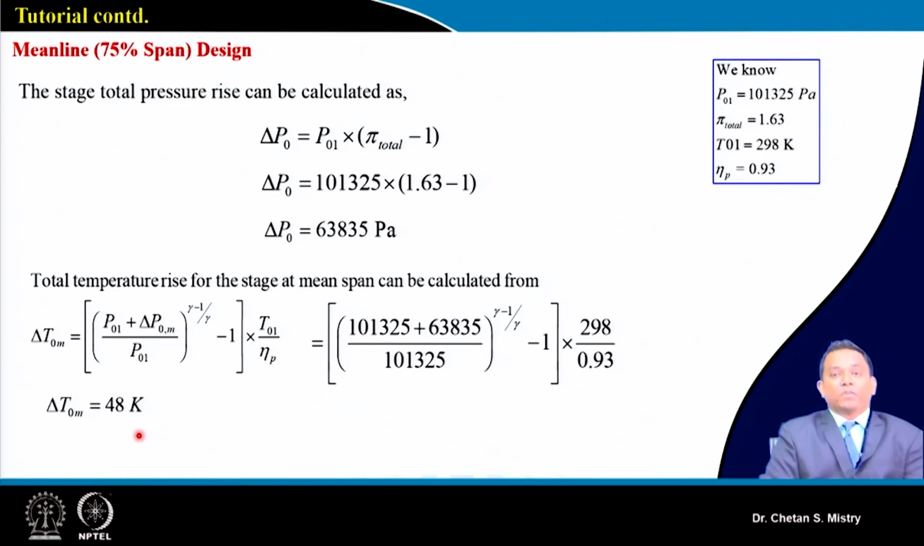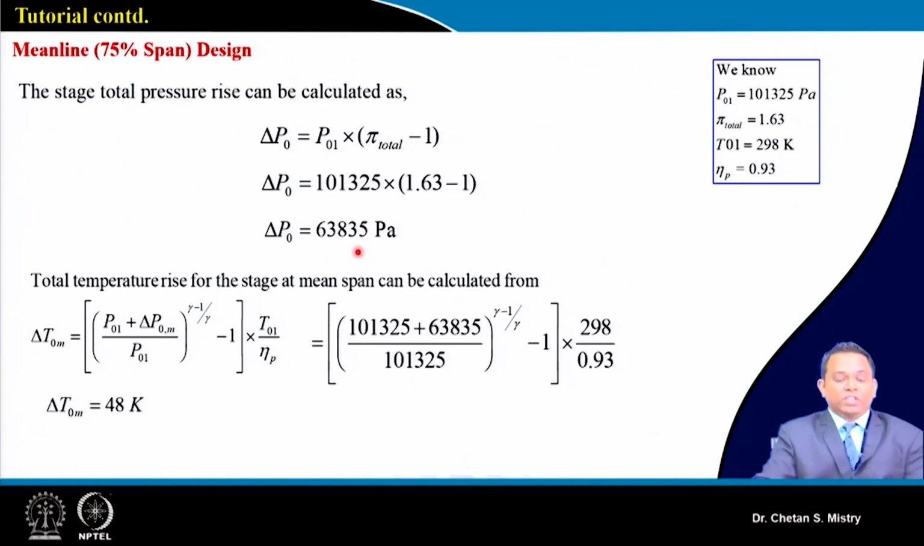For the sake of simplicity at the initial stage, at 75% span we are taking our expected pressure ratio as 1.63. So across my 75% span we are expecting our delta P0 to come as P01 into 1.63 minus 1. At 75% span we are looking for this pressure rise.